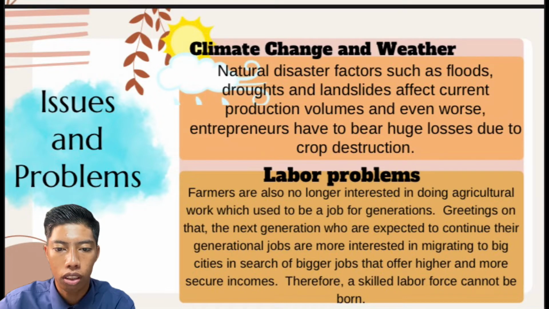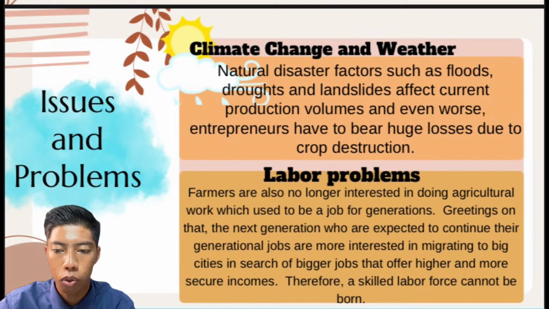The first issue is climate change, and this problem is a big problem for the agriculture sector, as it can adversely affect the crops, and at the same time it is also detrimental to the farmer. For example, the problems of flood and drought.